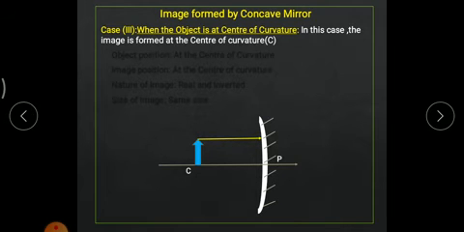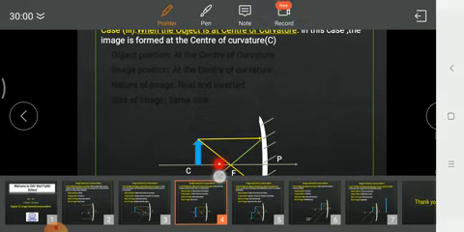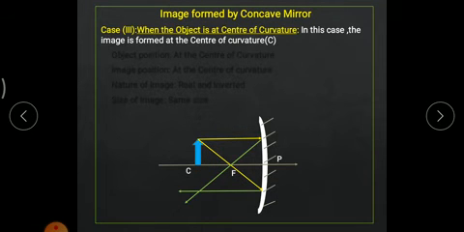First ray is parallel to the principal axis. This was the first ray. It is parallel to the principal axis, and as per the rule, the reflected light ray will always pass through the focus. And again I am taking another light ray, which is passing through the focus. This is the incident light ray, it is passing through the focus. The reflected light ray would be parallel to the principal axis. This rule we have already studied.